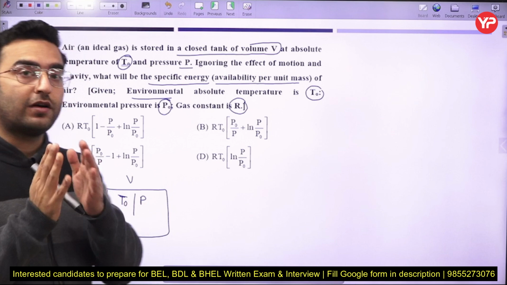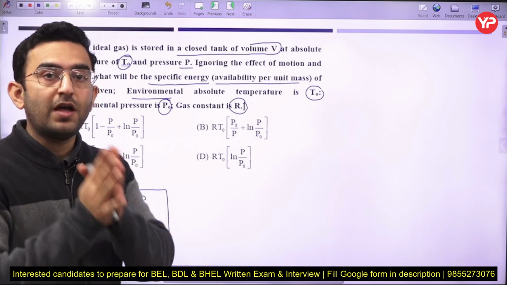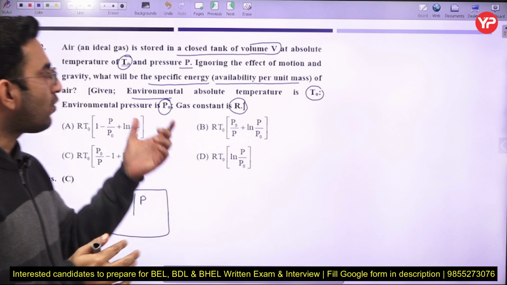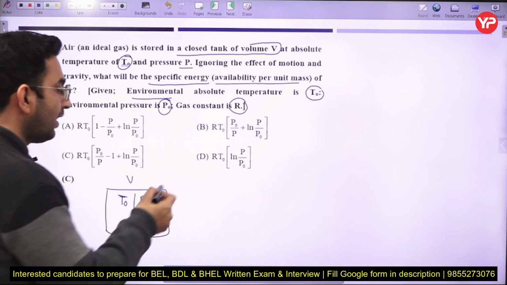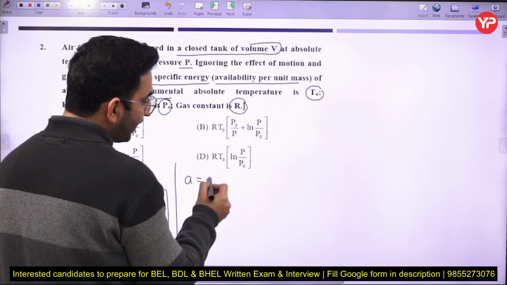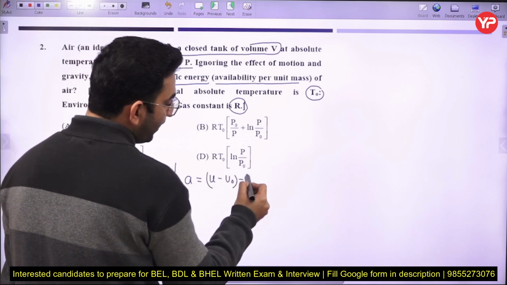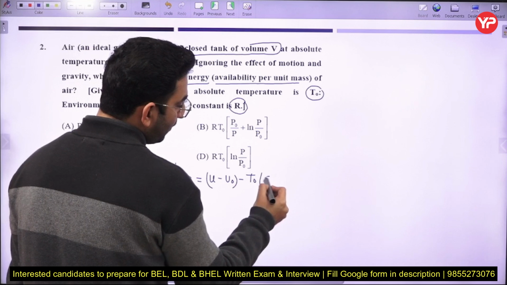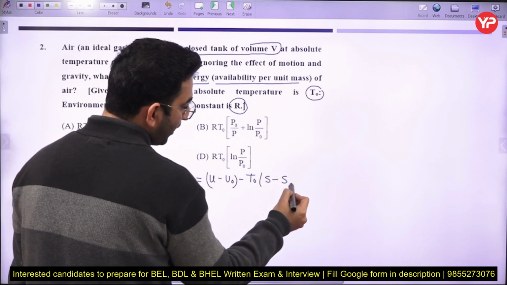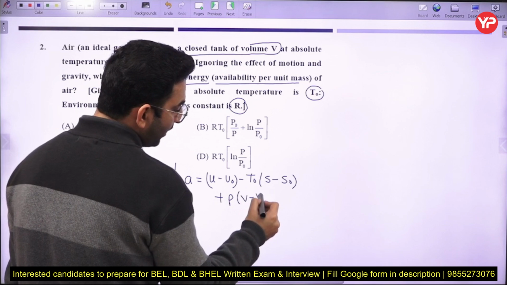There are different methods to calculate the availability for an open system and for a closed system. When we talk about the closed system, the availability or the specific energy can be calculated as U minus U0 minus T0 times (S minus S0) plus P times (V minus V0).